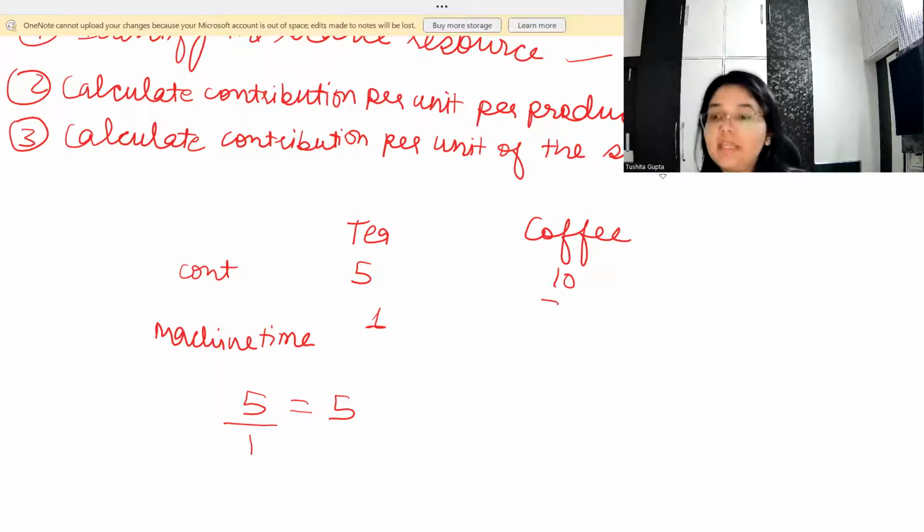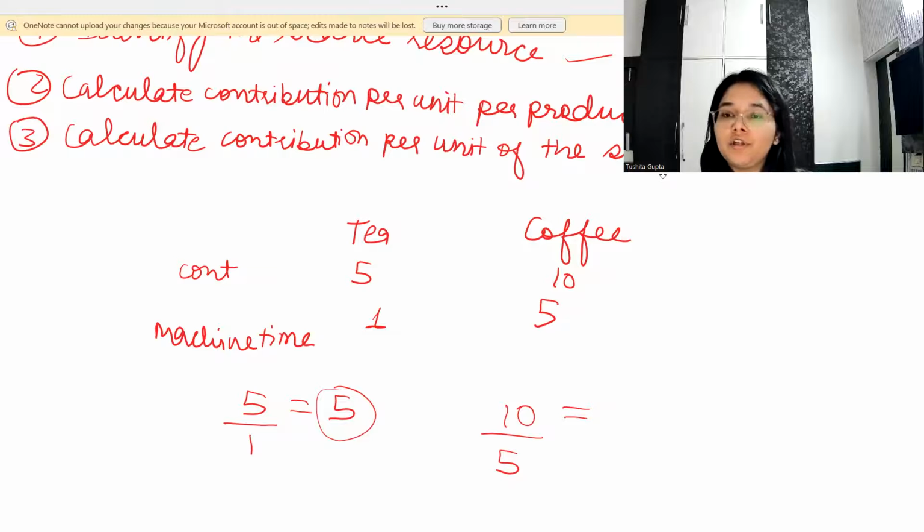Let's suppose coffee is taking 5 minutes of the machine time. So in 1 minute of using my scarce resource, I'm earning $5 worth of contribution. But when it comes to coffee, let's suppose 10 by 5 will be my contribution per unit of the scarce resource. So 10 is the contribution that I'm earning on coffee. But for this $10 of contribution, I have to spend 5 minutes of my scarce resource, which is machine time. So 10 by 5 will give me 2.